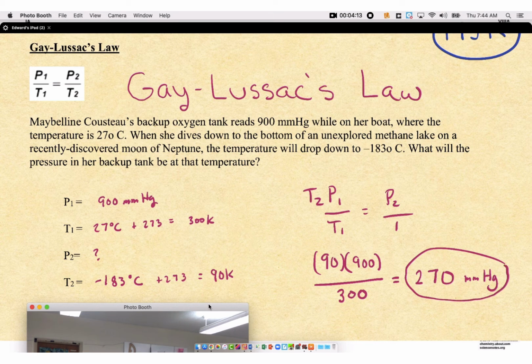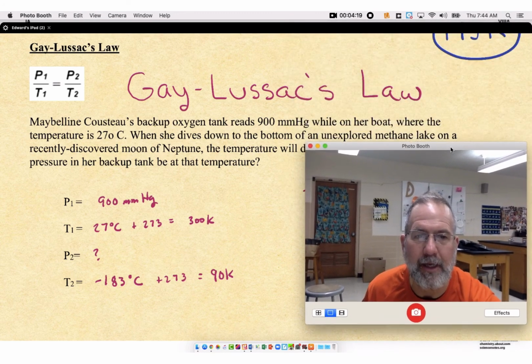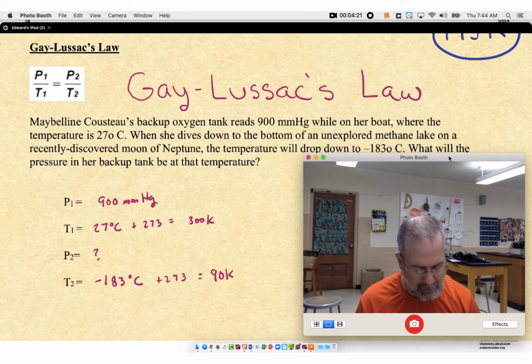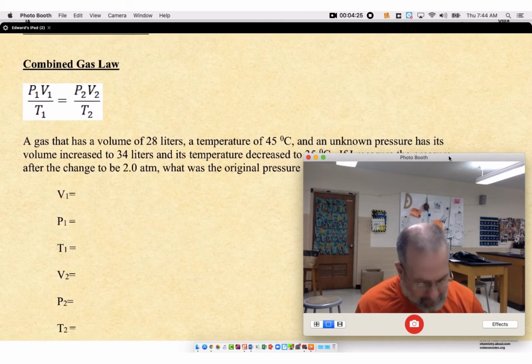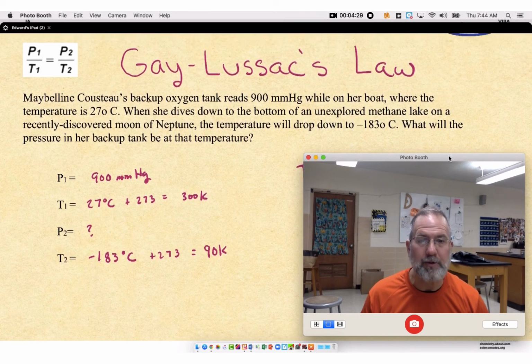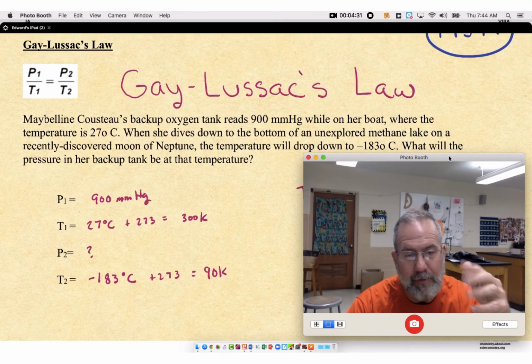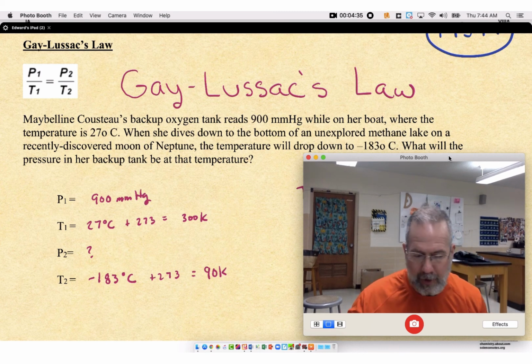It has to be in Kelvin. You should have no problem with these problems. They work out just almost exactly like Charles' law problems do. We have another example. That was the only Gay-Lussac's law example that we have today. So check out the problems. Remember, if you're solving for temperature, flip the whole thing over. It shouldn't be any problem.